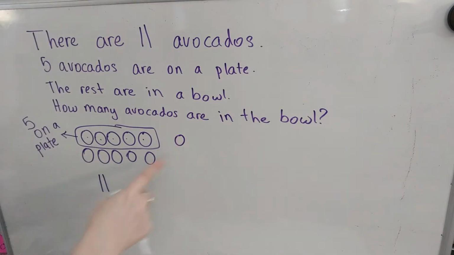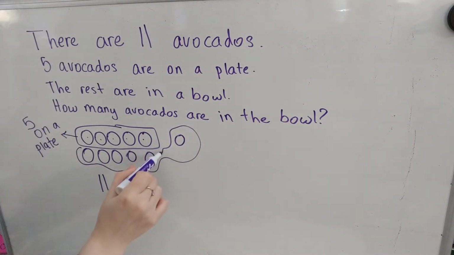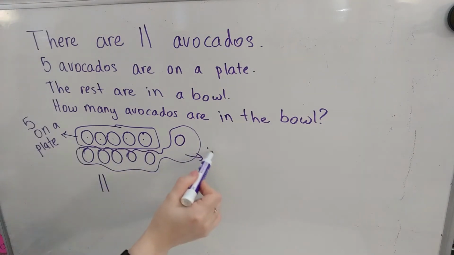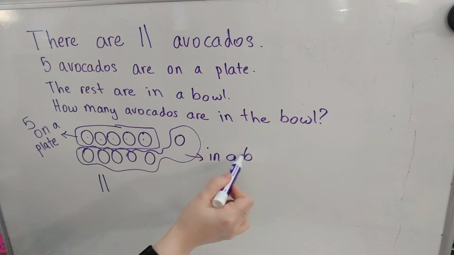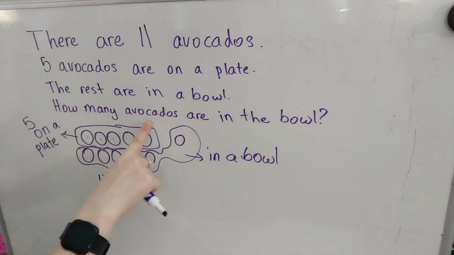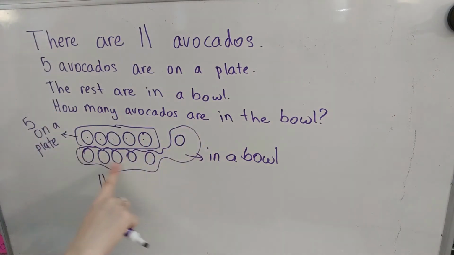It didn't tell us how many are in a bowl, but I already know all of this, the rest of them are going to be in a bowl. So I'll label that in a bowl. I can easily tell how many are in a bowl because I can just count them, right? How many avocados are in the bowl? 5, 6 are in the bowl.